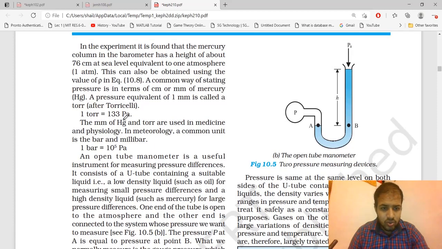1 torr equals 133 Pascal. 1 mm of Hg and torr are used in medicine and physiology. In meteorology, a common unit is the bar and millibar.